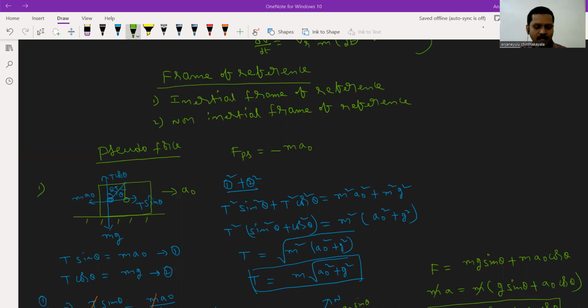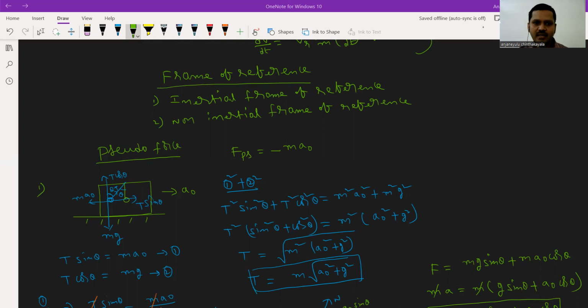Next, the second one, non-inertial frames. Frames of reference in which Newton's laws are not applicable are called non-inertial frames. Accelerated frames that move with either uniform acceleration or non-uniform acceleration are called non-inertial frames of reference. Examples: an accelerating car on the ground, a merry-go-round, an artificial satellite around the earth.